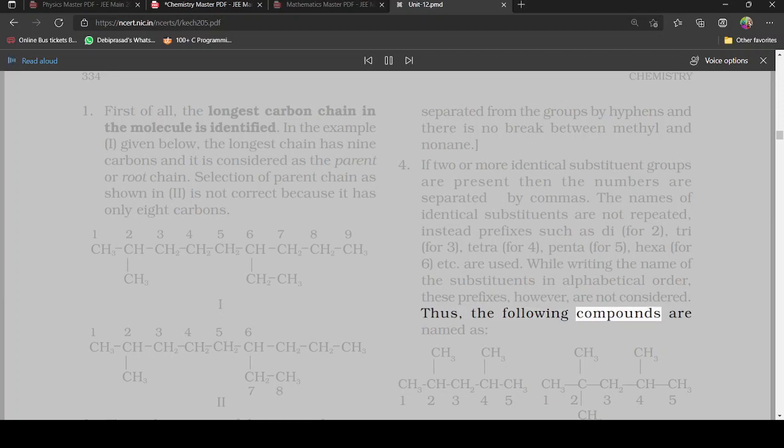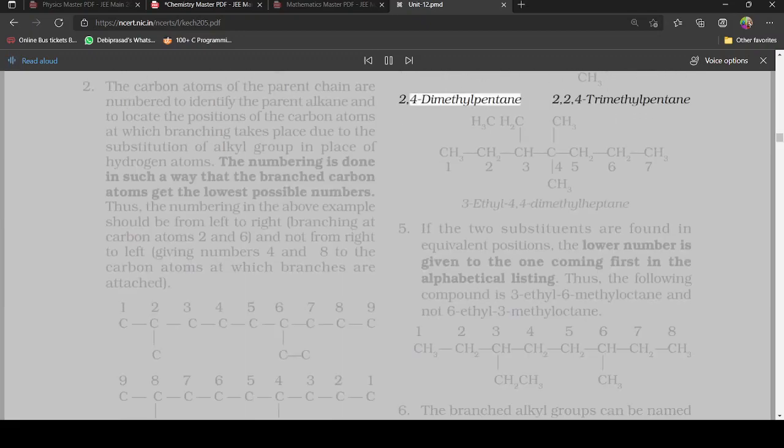Thus, the following compounds are named as 2,4-dimethylpentane, 2,2,4-trimethylpentane, 3-ethyl-4,4-dimethylheptane.